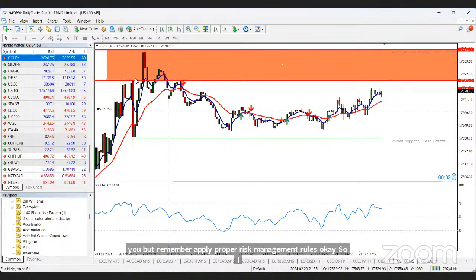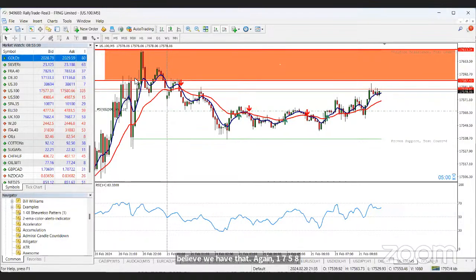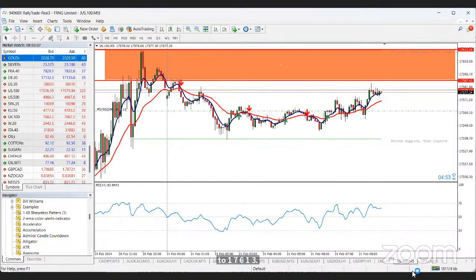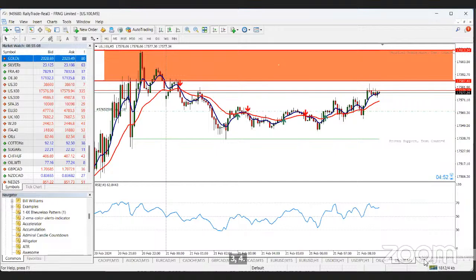Again, 17587.40 all the way to 17613.34. Right? So now let's go on to gold.